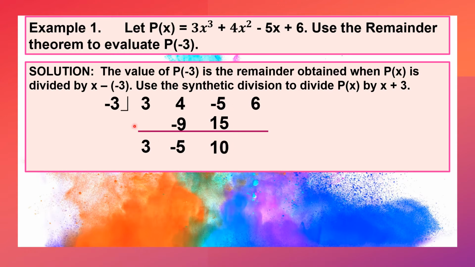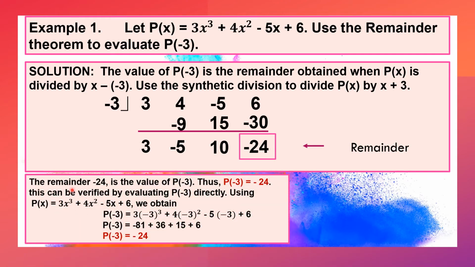Then 10 times negative 3 is equal to negative 30. Add 6 plus negative 30 is equal to negative 24. Thus, our remainder is negative 24. The remainder is negative 24. It is the value of p of negative 3. Thus, p of negative 3 is equal to negative 24.